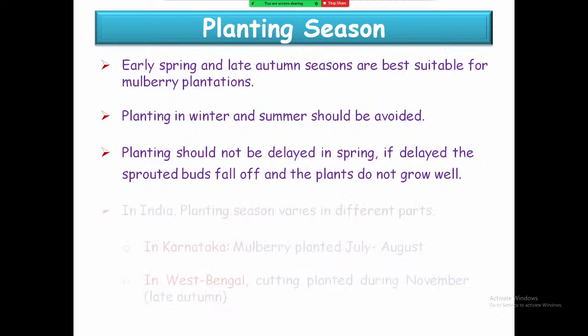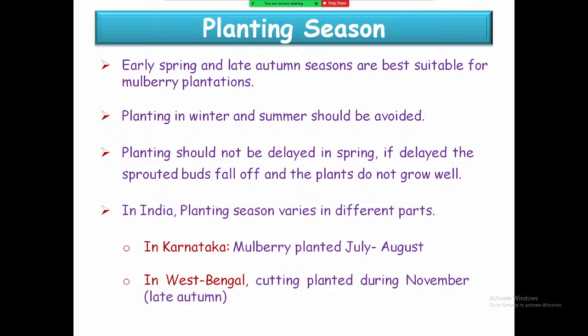Okay. Then in India, the planting season varies in different parts. Like in Karnataka, the mulberry is planted in July to August, and in West Bengal, the cuttings of the mulberry plants are planted in the month of November, or you can say in late autumn. Okay, so these are the seasons used in India.